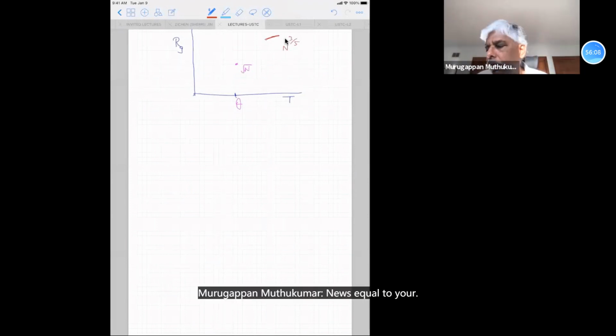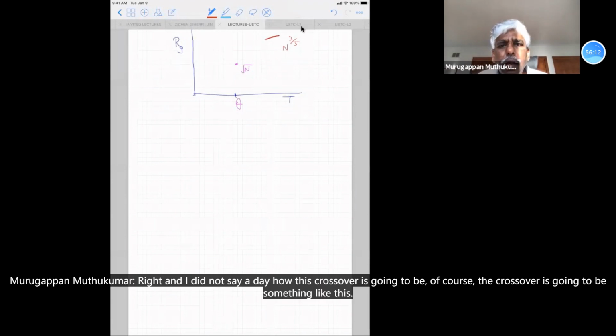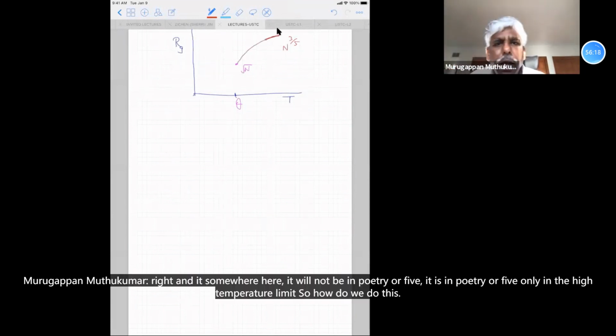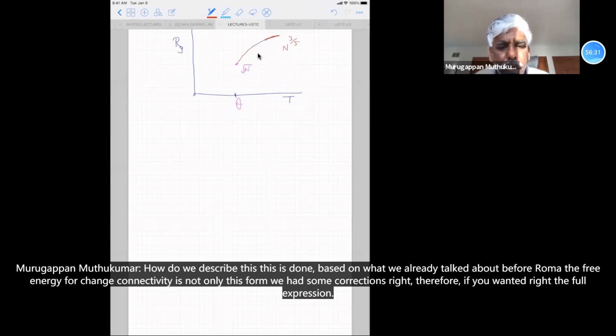Nu is equal to 3 over 5, right? And I did not say how this crossover is going to be. Of course, the crossover is going to be something like this, right? And somewhere here, it will not be n power 3 over 5. This is n power 3 over 5 only in the high temperature limit. So how do we describe this? This is done based on what we already talked about before.